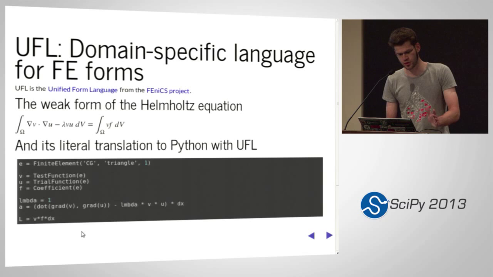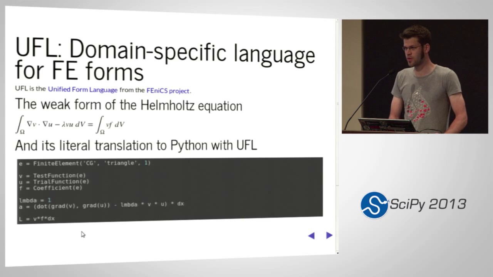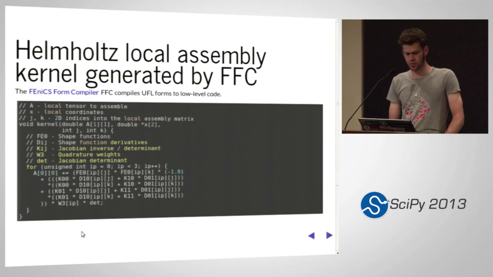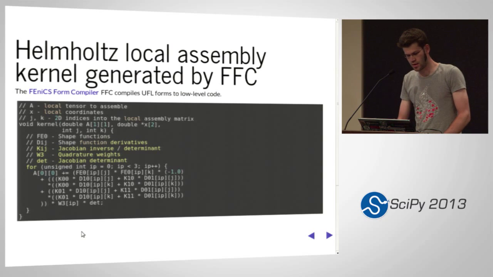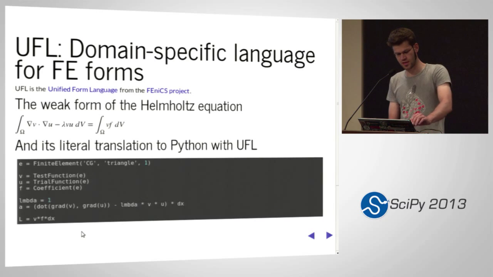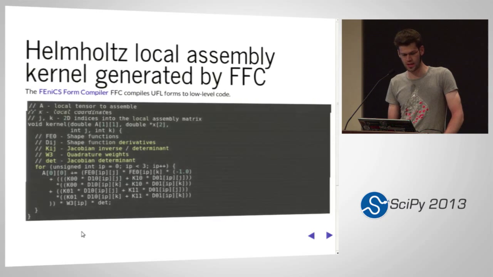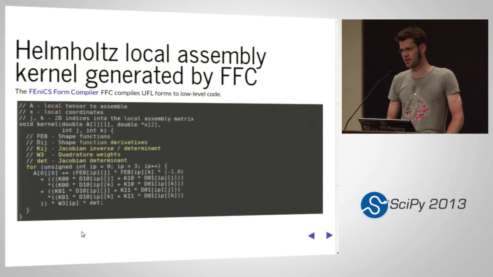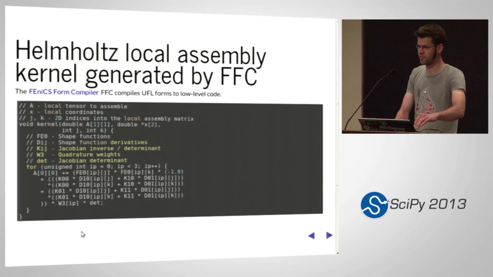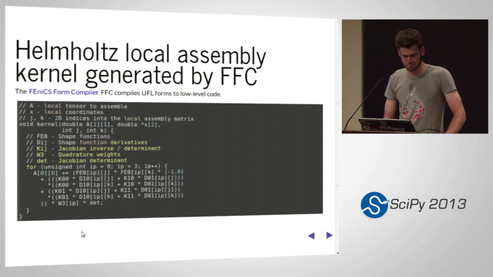The FEniCS project not only comes with this domain-specific language, but it also comes with a form compiler called the FEniCS Form Compiler, FFC, and it takes this UFL expression and generates the kernel that we're after. We've slightly adapted FFC to our needs, and when we pass this UFL expression to FFC, we get a kernel that looks a bit like this. This is actual generated code, but I've stripped out some parts for clarity.